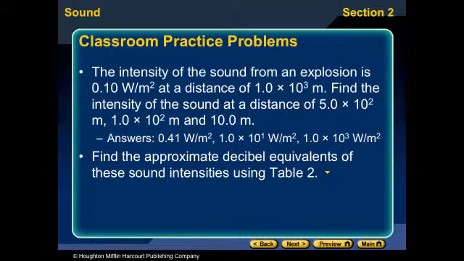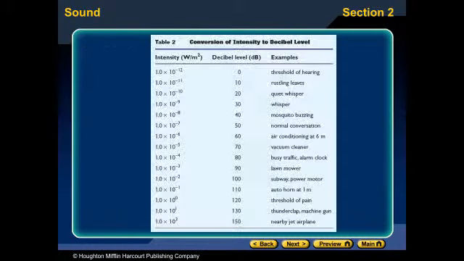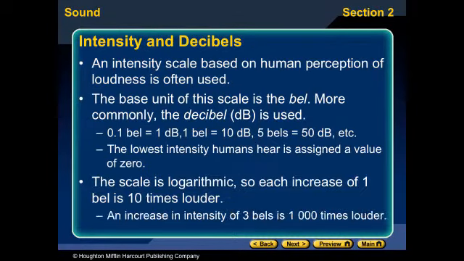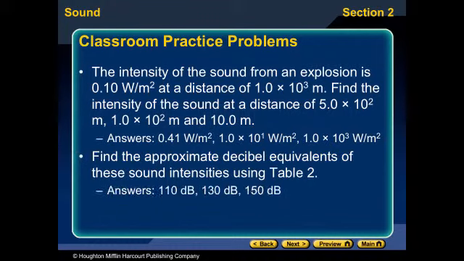Okay, so we're just going to look back at table 2, and let's look at that first one, 0.1 watts per meter squared. So 0.1 is right here, so that's about 110 decibels. Oops, the wrong way. There we go. So the first one was about 110 decibels. So that's all they did here, is just correlate the different intensity levels that you solve for to decibel levels.